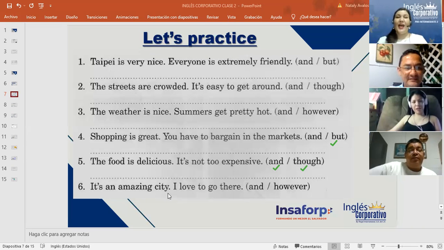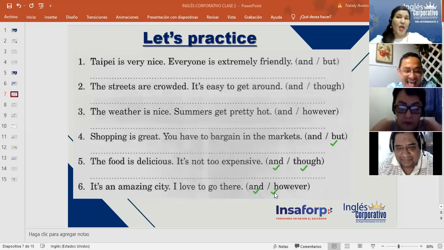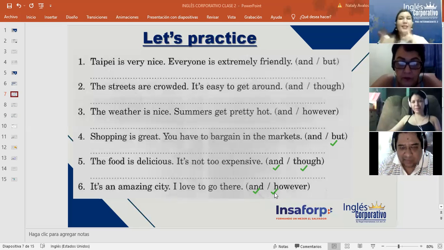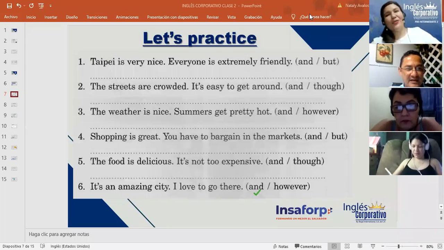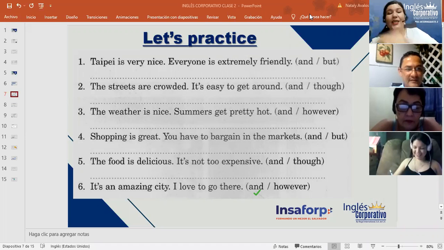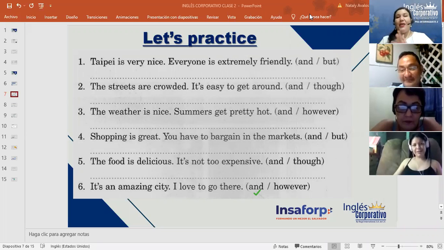And the last one. It's an amazing city. I love to go there. And or however? And. Are you contrasting or adding information? Adding information. Okay, it's an amazing city and I love to go there. In this case, you are just adding information, okay? So if you tell me, for example, it's a horrible city, I love to go there, however, right? It's like, aún fea y todo me encanta. That's contrasting. But in this case, it's an amazing city and I love to go there. They are talking about El Salvador, right? So everybody, repeat after me. It's an amazing city and I love to go there.